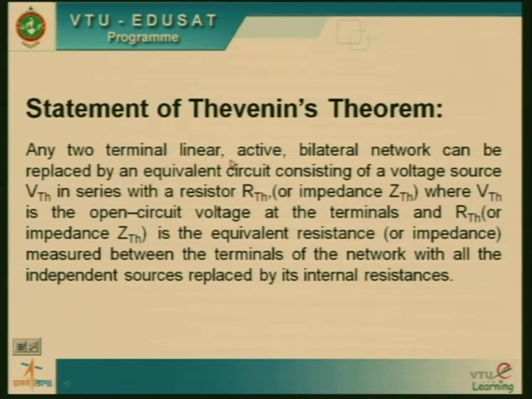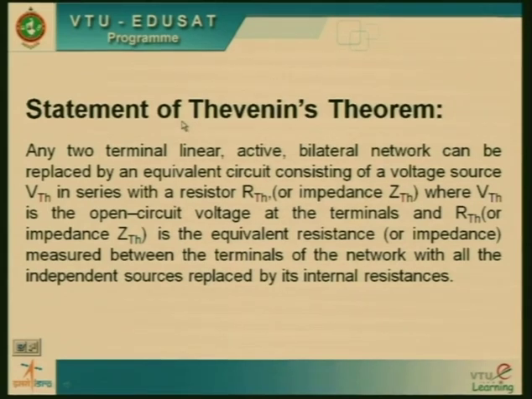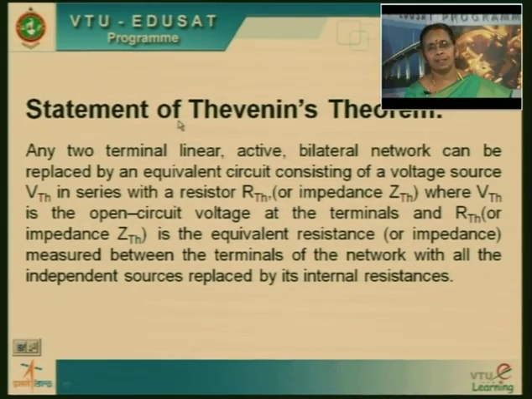Any two-terminal linear active bilateral network can be replaced by an equivalent circuit consisting of a voltage source V Thevenin in series with a resistor R Thevenin. V Thevenin is common even for AC circuit or DC circuit. That's why here in the bracket I have written R impedance. So the same statement we can use both for AC and DC circuits.